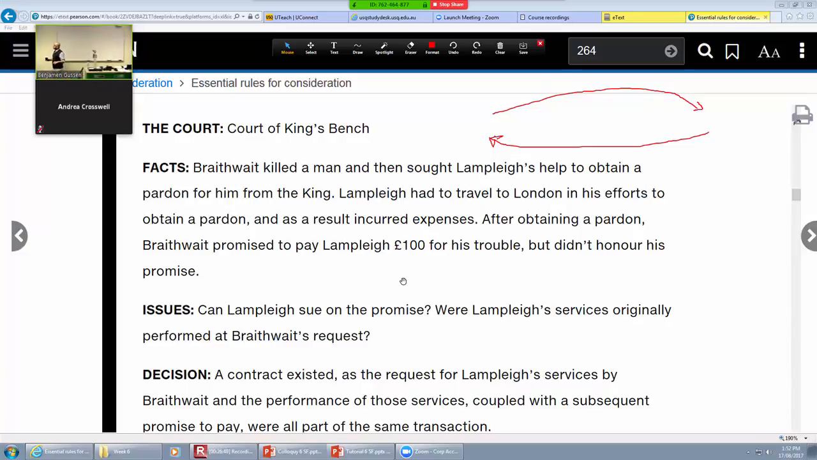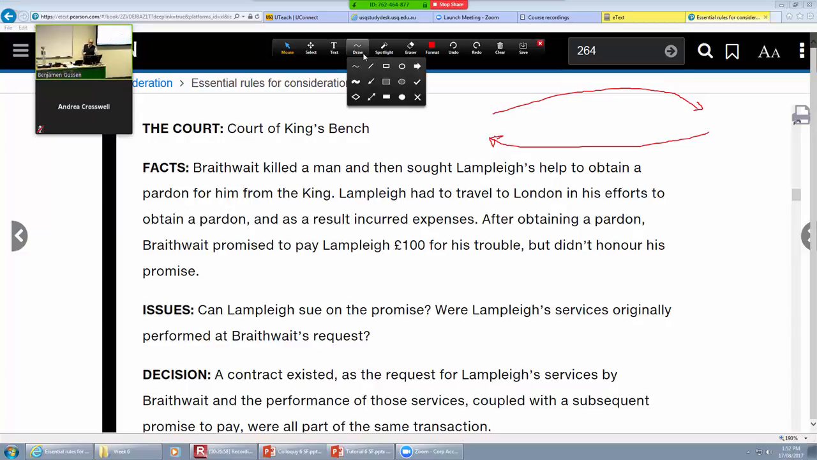So what do you see? You see those lines there? You have Braithwaite, you have Lampley. Is there an exchange of promises? Well, I think Braithwaite doesn't actually make a statement like, okay, I'll help you get a pardon as long as you pay for any expenses. Exactly. Therefore, there's no exchange of promises. So he's kind of just doing it as a favor almost.